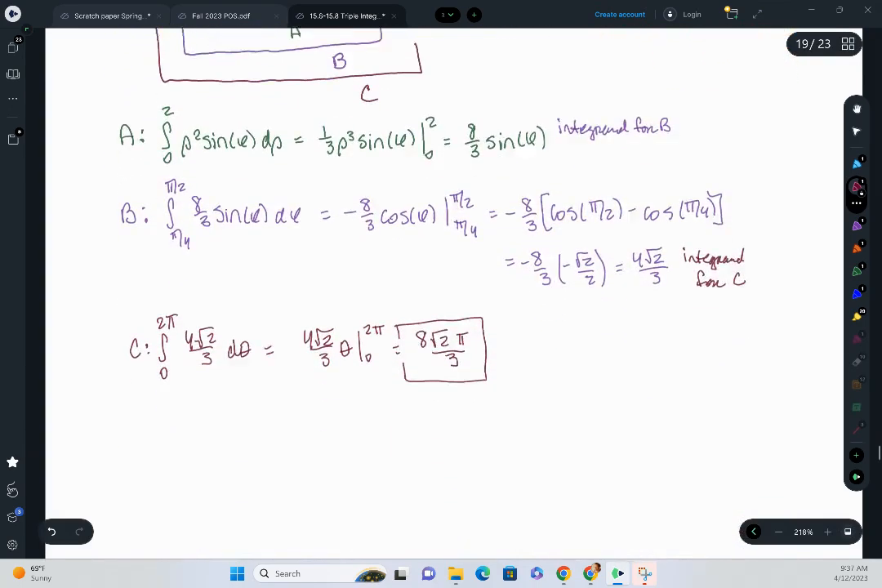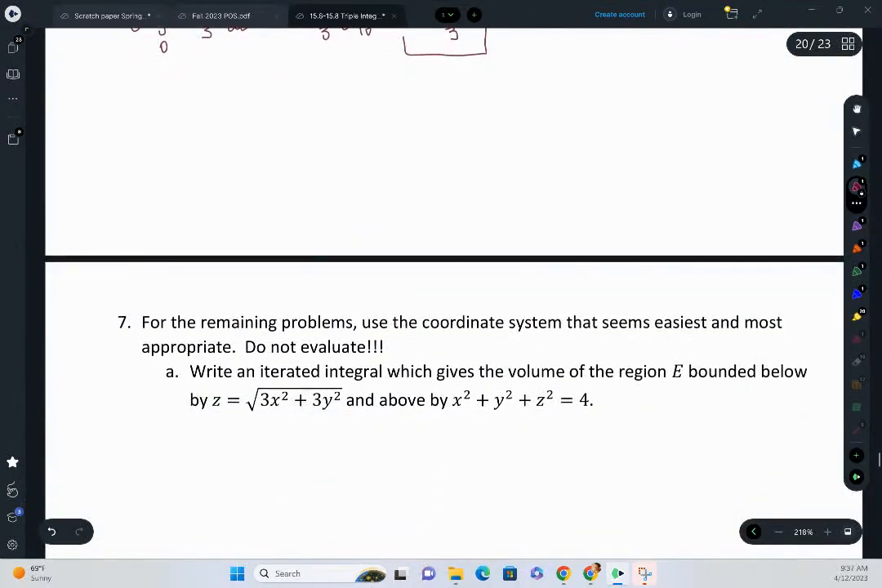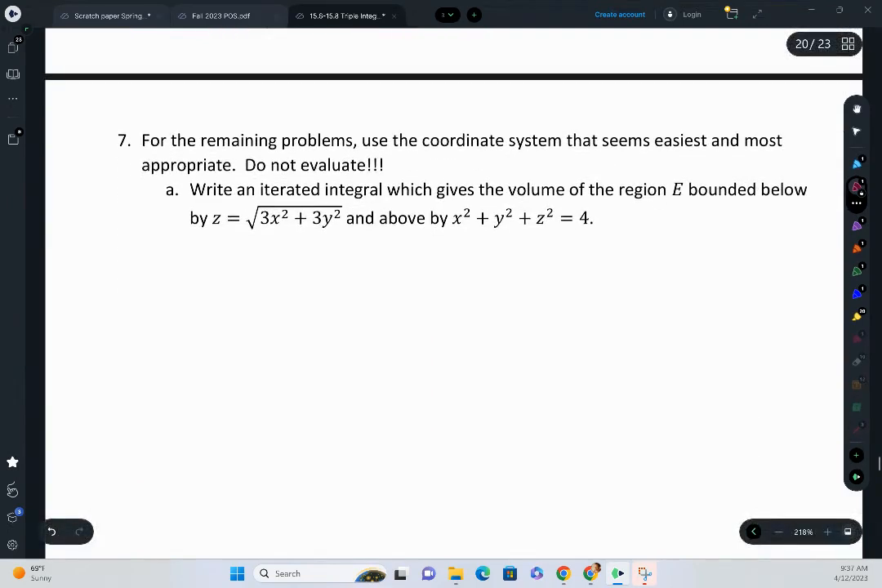All right, let's see what else we've got. So for the remaining problems, we're supposed to use the coordinate system that seems easiest and most appropriate. And we're not going to evaluate. We are just going to focus on setting these up. I'm not necessarily asking that you set up both ways, but as you're working through this, start thinking, what makes sense? Am I naturally thinking cylindrical or am I naturally thinking spherical? At this point in the game, you might not naturally be thinking anything, but which one just seems the easiest one to come up with the bounds for the coordinates?